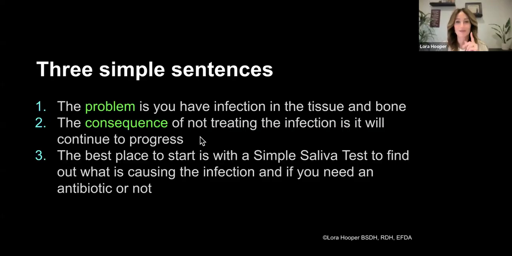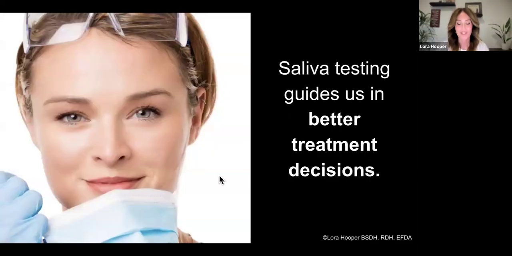So let's look at these 3 simple sentences. We're going to use the word problem and consequence in those first 2. So if we see bleeding, pocketing, we get to say to the patient, the problem is you have an infection not only in the tissue, but in the bone. The consequence of not treating this infection is it can continue to progress and get worse. And so the best solution is to start treatment today with a simple saliva test to find out how aggressive this infection is, and more importantly, the best way to treat it. So we can use those 3 sentences so easily with a perio chart. We can do the same thing with our radiographs as well.